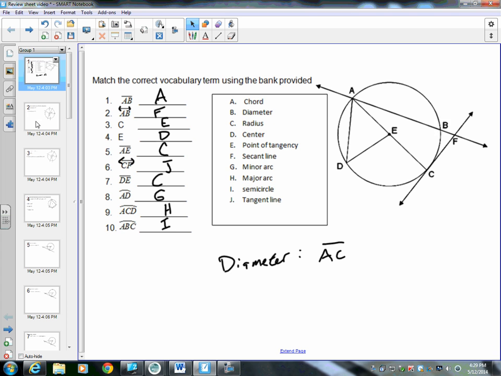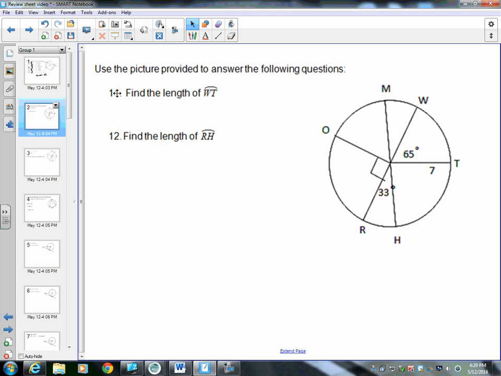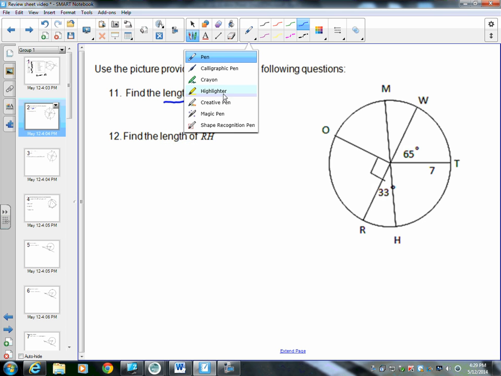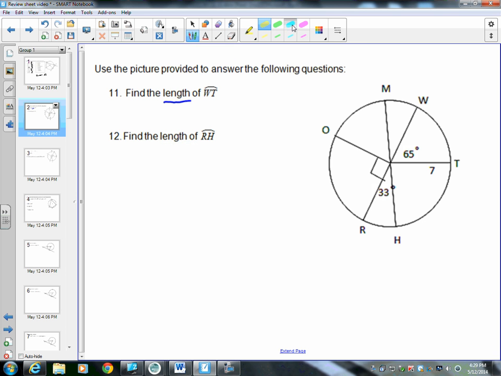Okay. All right, next question. This is number 11. It says, use the picture provided to answer the following questions. It wants us to find the length of the arc WT. A lot of us remember how to find the measure of these arcs. If we look at arc WT, I'm actually going to highlight this. Let's make it this color. Arc WT. Well, that wasn't good.